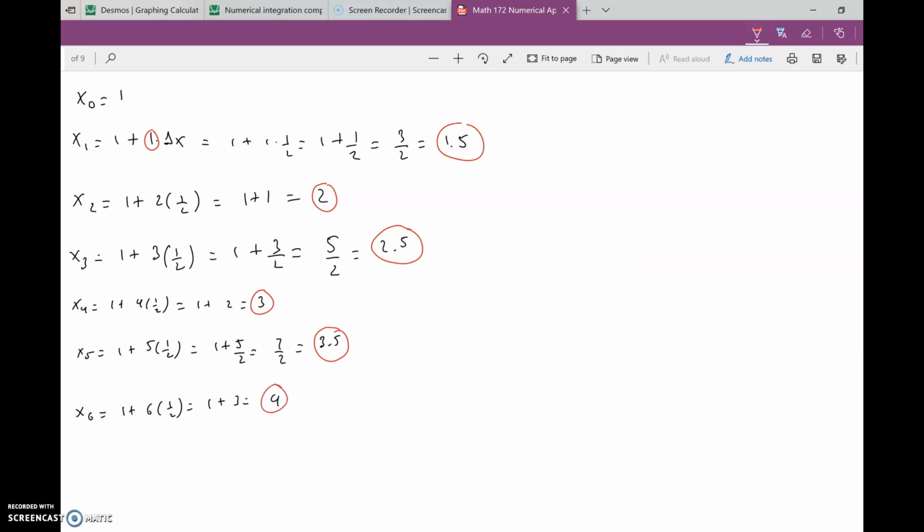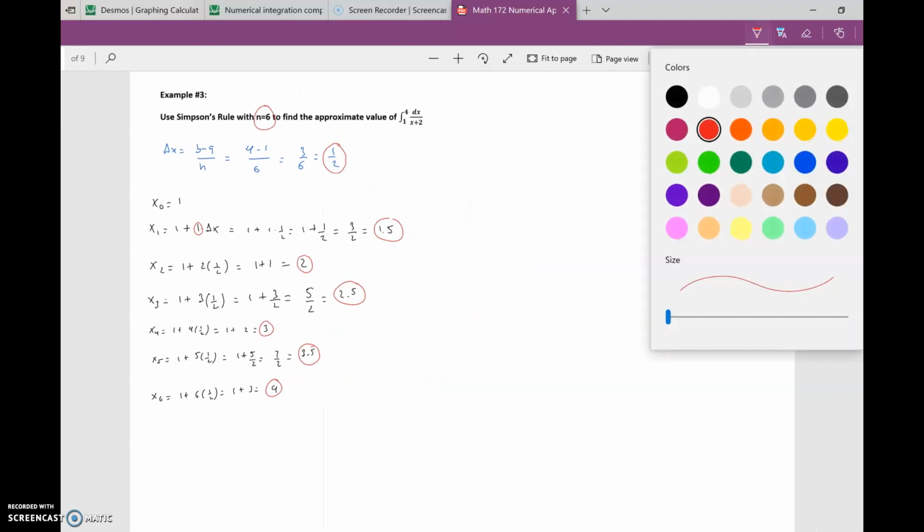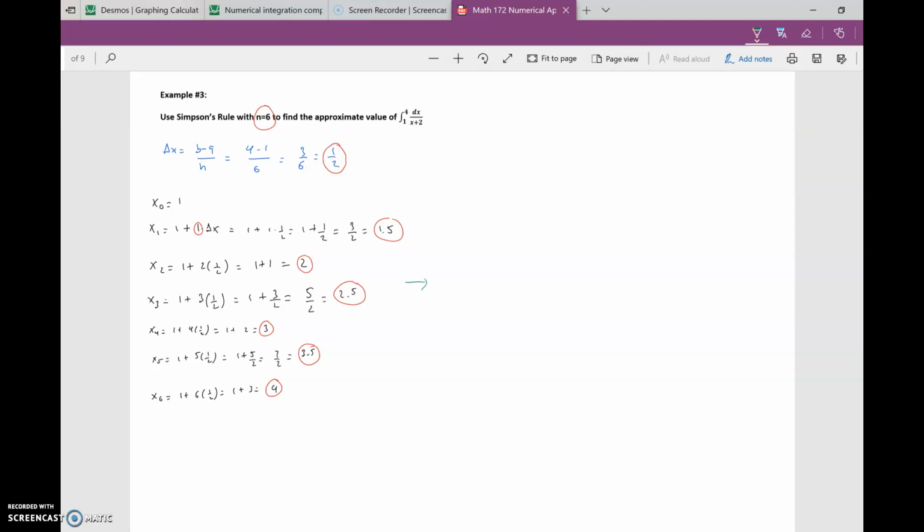And remember that you technically always end up on b. So you have to make sure that you end up on b, otherwise there is some problem, some algebraic error that was not calculated properly. So you're going to get x of 0 is equal to 1, x of 1 is equal to 1.5, x of 2 is equal to 2, x of 3 is 2.5, x of 4 is equal to 3, x of 5 is equal to 3.5, x of 6 is equal to 4. So these are the x's that we're going to be evaluating into the formula.